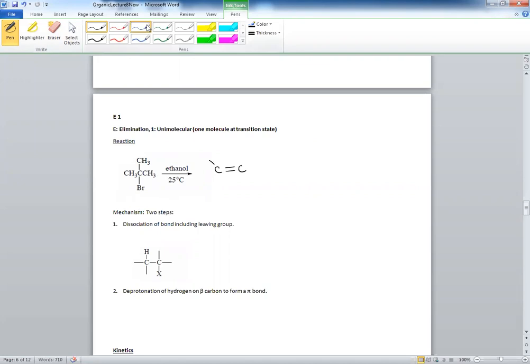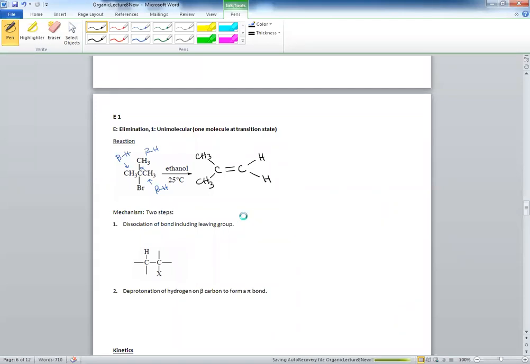and if we mark the alpha carbon, and of course you have beta hydrogens all over, like here, there, and there. You would get the following product. So you'll get an elimination reaction.